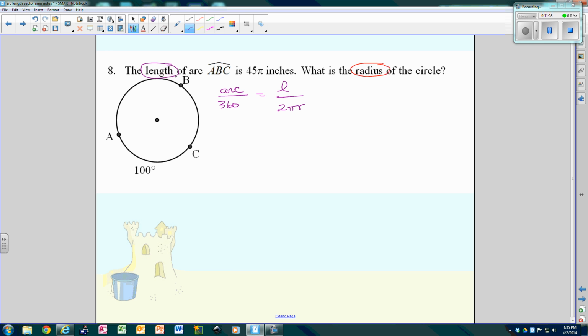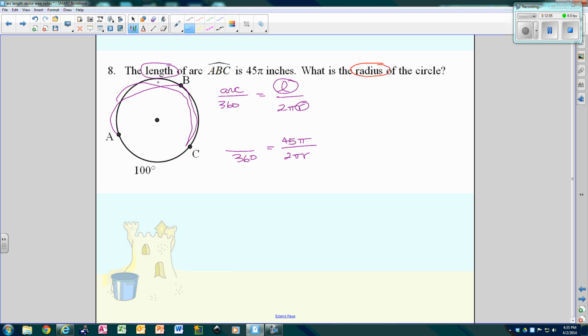So if you're talking about length, you have to talk about circumference. So the length of arc ABC is 45 pi. So this piece right here is going to be replaced with 45 pi. And since I'm looking for the radius, then 2 pi r stays in the bottom. And 360 obviously is given. Now I just need to find the measure of the arc. They're wanting me to look at arc A, B, C. So they're wanting the bigger arc.